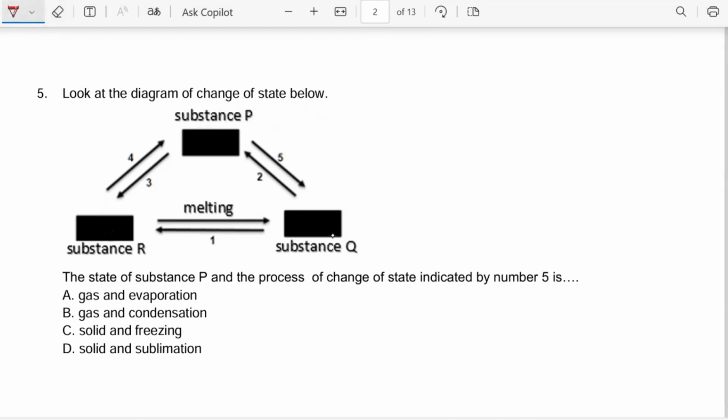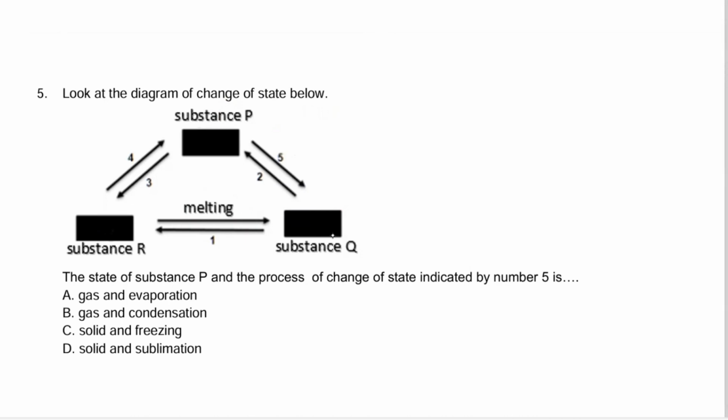Okay, the next one, question number 5, right? So here, given the diagram of change of state of matter, and I think it's quite easy compared to the other question, right? We need to find out what is P and then what is the process indicated by number 5. So what is this and what is this? Okay. So how do we check it?